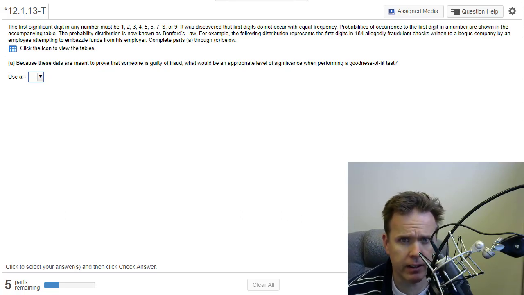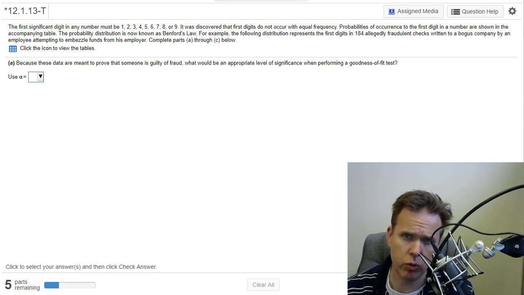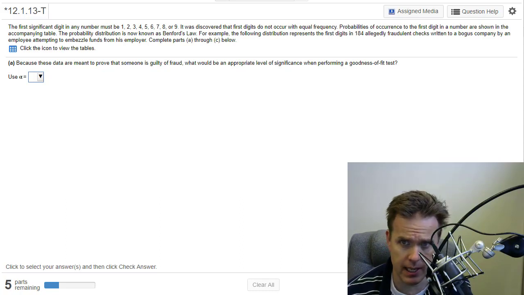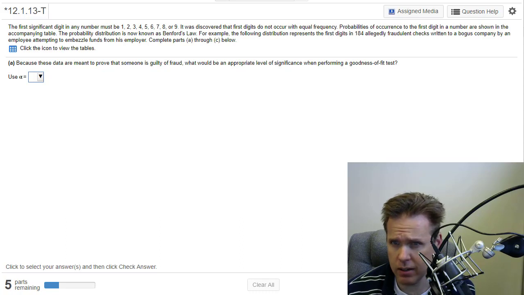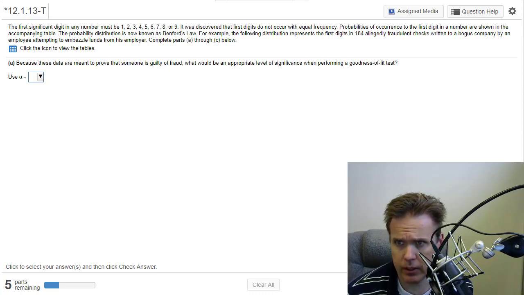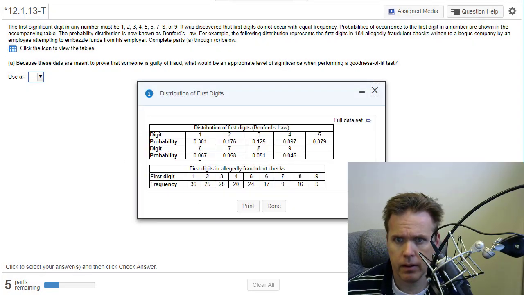Okay, the first significant digit in any number must be 1, 2, 3, 4, 5, 6, 7, 8, or 9. It was discovered that first digits do not occur with equal frequency. Probabilities of occurrence of the first digit in a number are shown in the accompanying table. So let's look at this real quick.